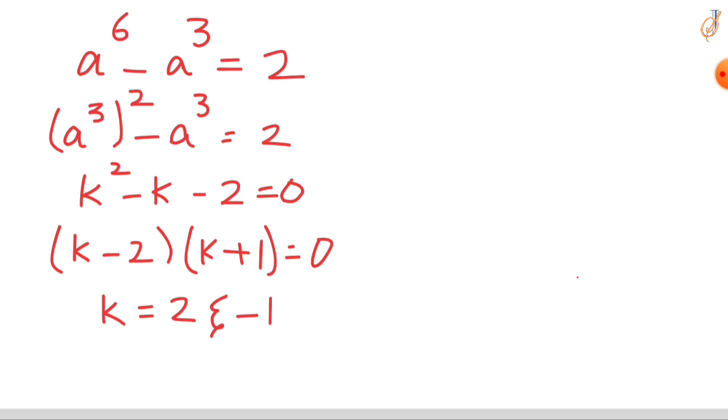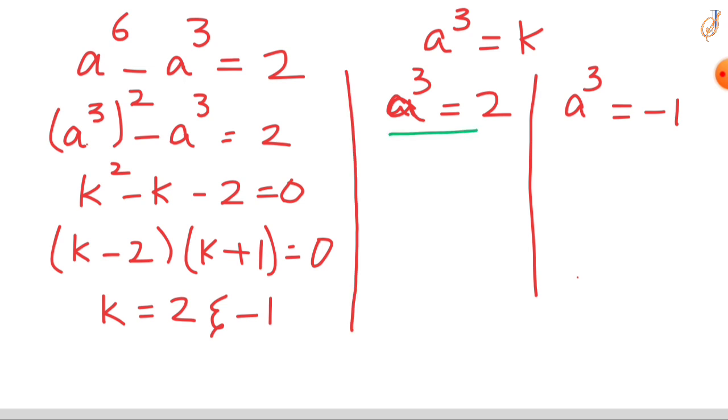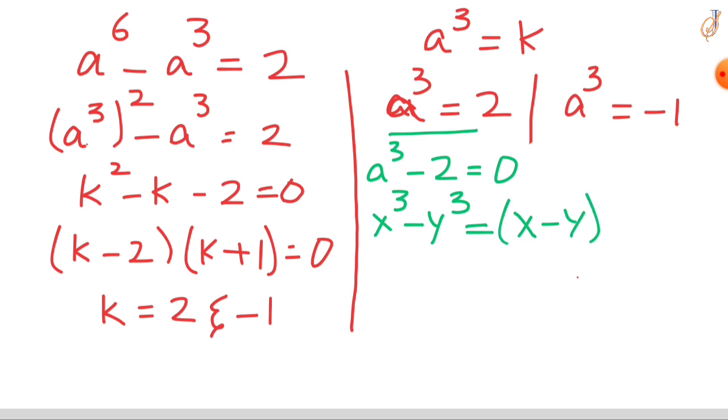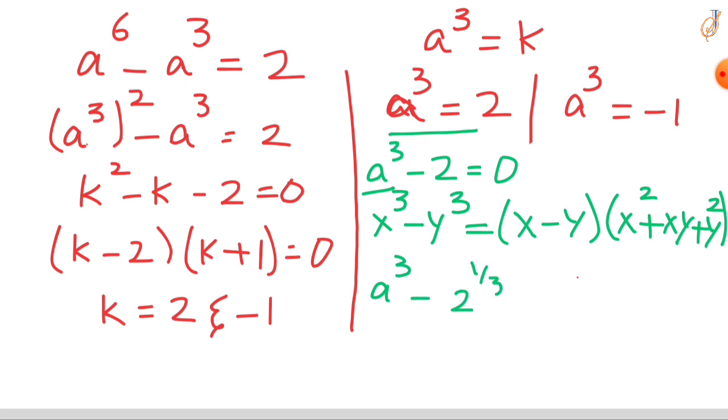Now substitute back. We assumed a power 3 as k, isn't it? That means the values of a power 3 are 2 and minus 1. The first one we can write as a power 3 minus 2 equals 0. Just recall the x power 3 minus y power 3 formula: x minus y times x power 2 plus xy plus y square. Here we have a power 3 and only 2, so if we convert this 2 into 2 power 1 by 3 whole power 3, we can apply this formula. After cancelling the 3 and 3, we get only 2. So a power 3 minus 2 power 1 by 3 whole power 3 equals 0.